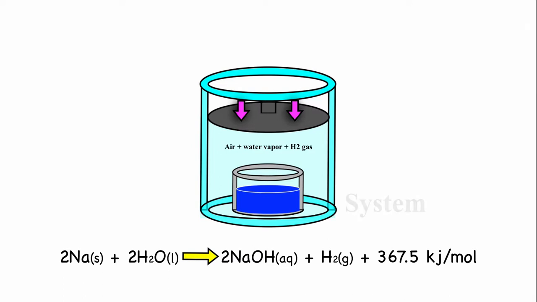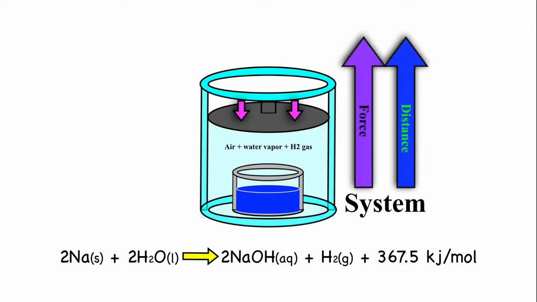From this reaction, we would say that the system does work on the surroundings, because for the newly formed gas to enter the atmosphere, or in this case enter the volume of the cylinder, it must push back the surrounding air molecules that are actually coming down on the piston covering the cylinder.